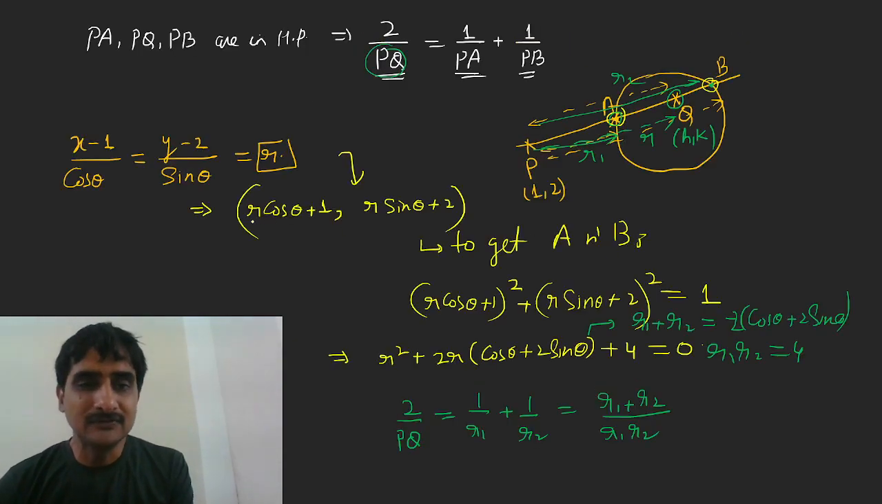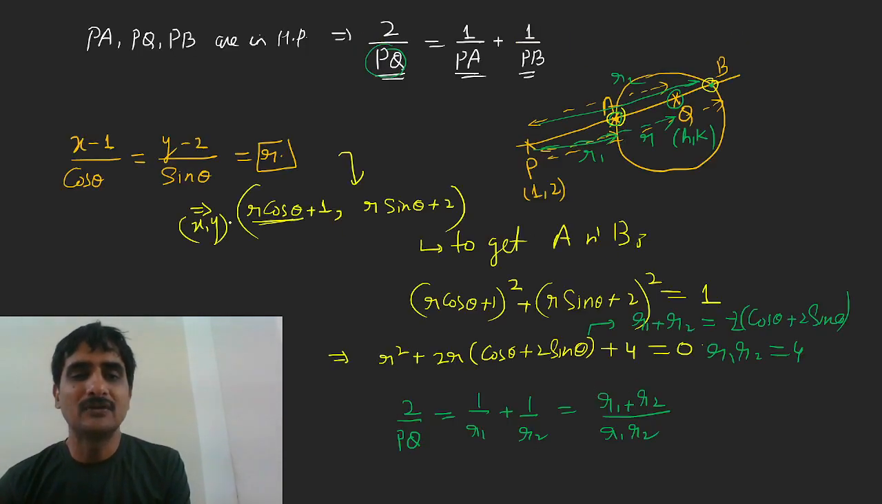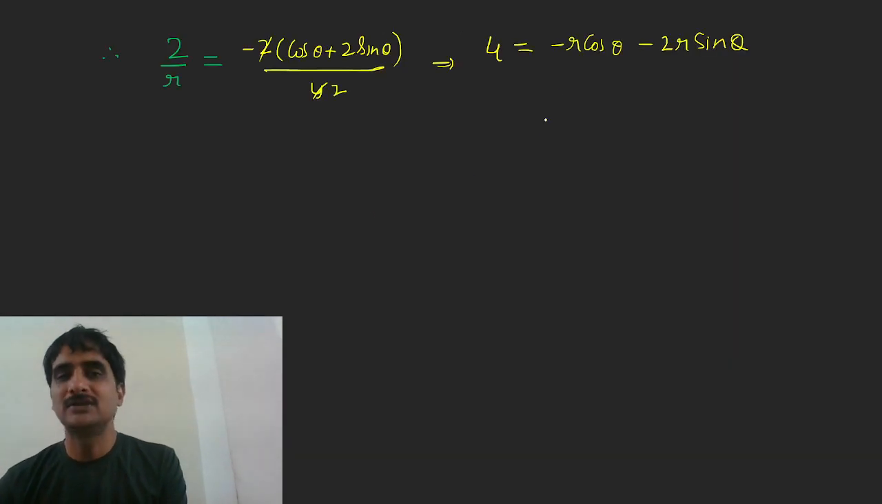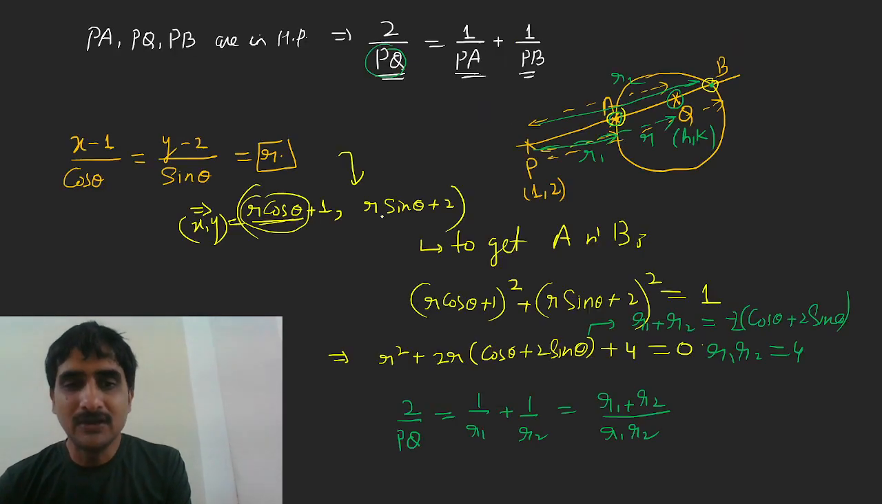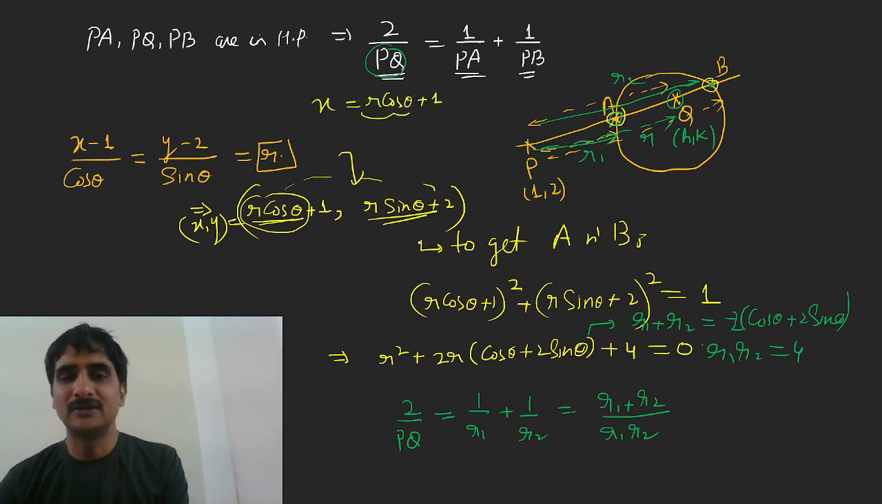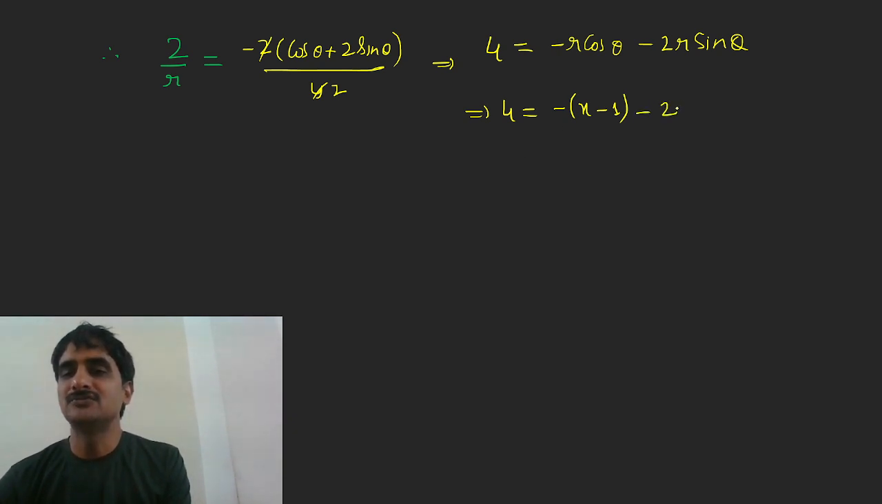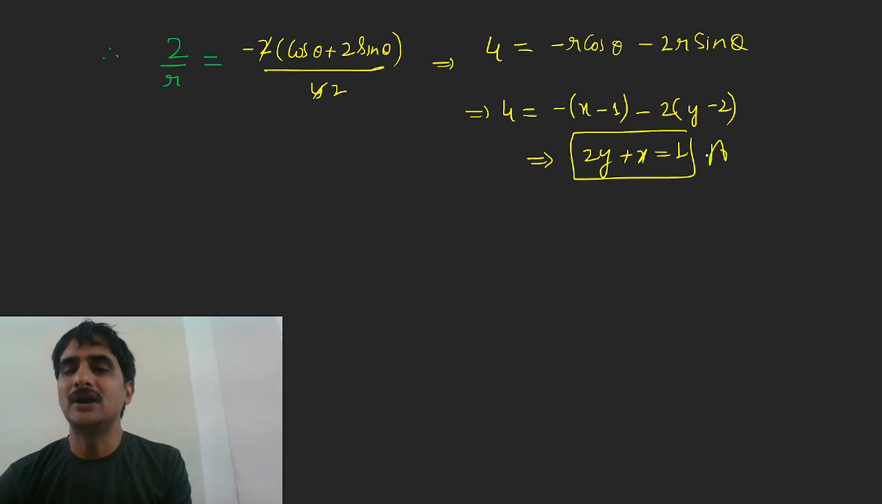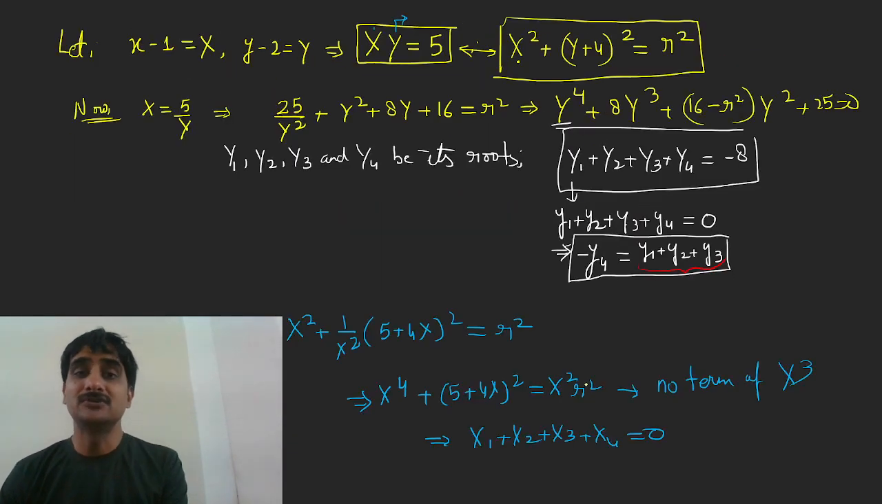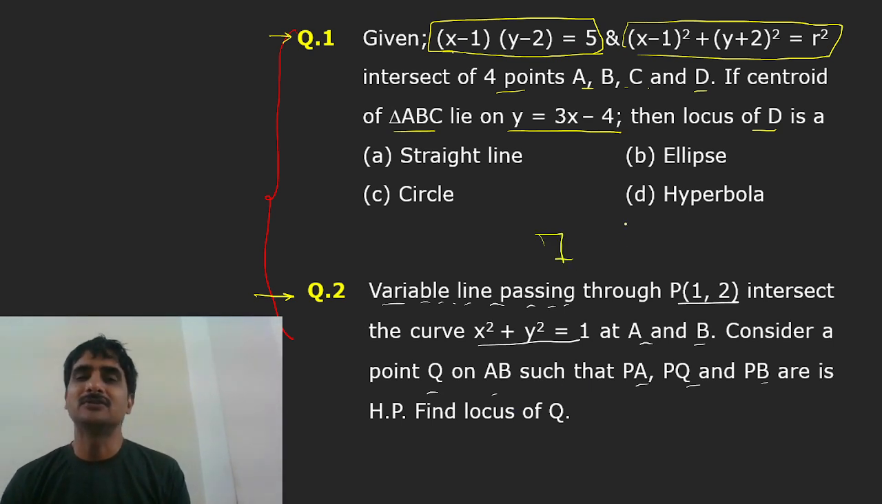Now go back here, you can see that was a variable point (x, y). So for r cos theta, I can substitute x minus 1. So 4 is equal to minus (x minus 1). And r sin theta is nothing but, see, x is r cos theta plus 1, so r cos theta is x minus 1. Similarly, r sin theta is y minus 2. So minus 2 times (y minus 2), and that's it. So that's the locus. So 2y plus x, and this is 1 and this is 4. So I think this is equal to 1. That should be the answer, bachcho. So that was a question based on the use of the parametric form of the equation of a line, bachcho.